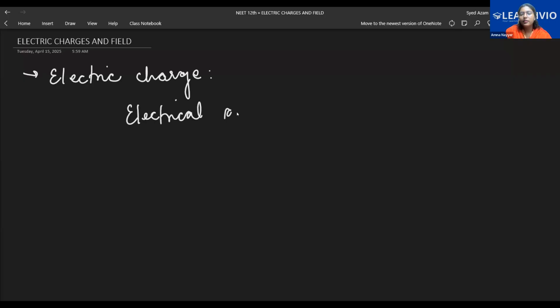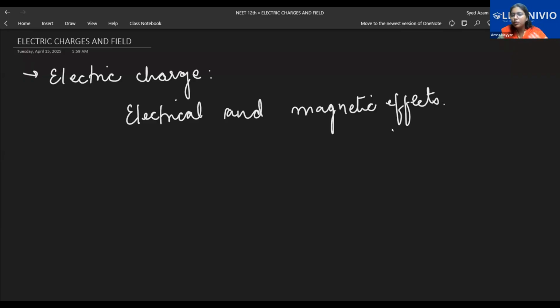Electrical and magnetic effects. Okay. So see, magnetism we haven't done till now, but you should keep it in your mind that magnetism is also caused by electric charge. This is one of the factors that can lead to magnetism. So it's a property by virtue of which an object or any particle produces electrical and magnetic effects.